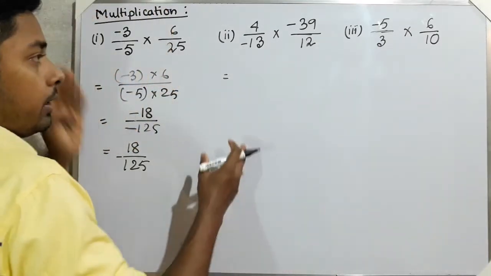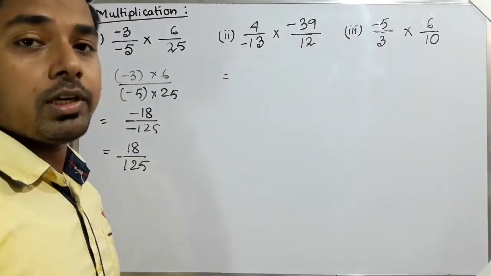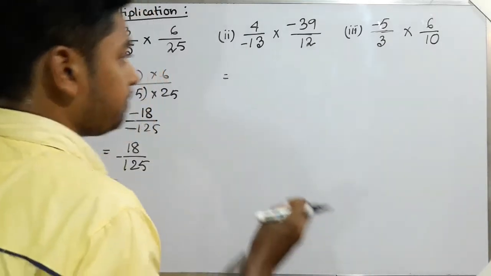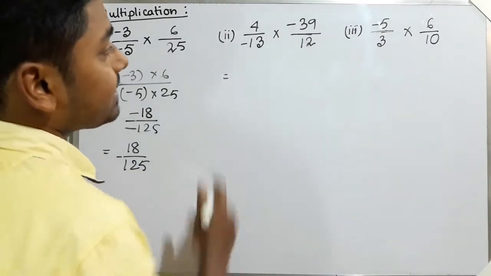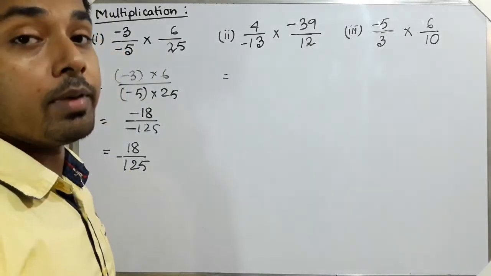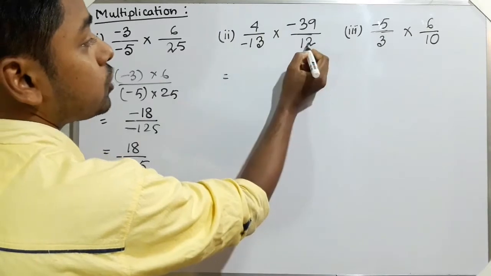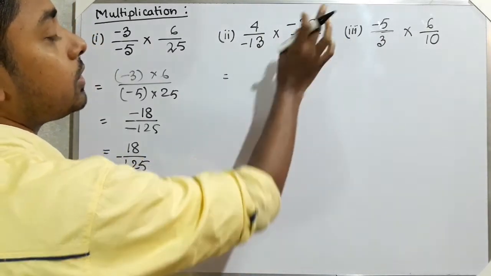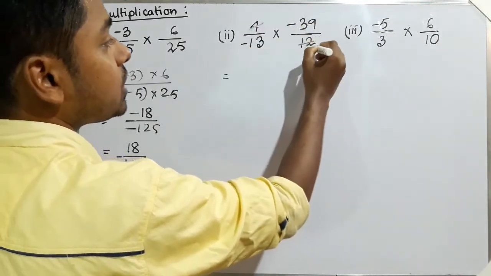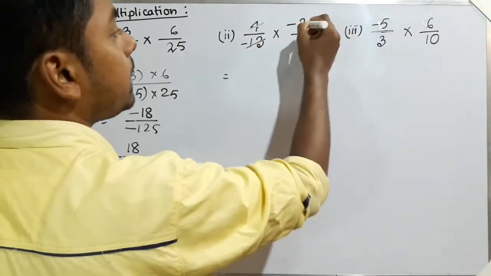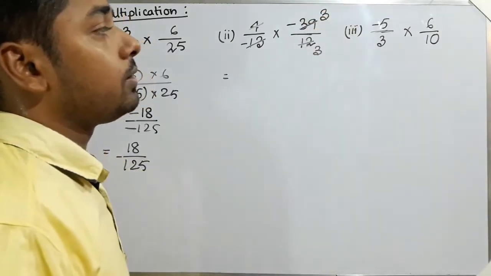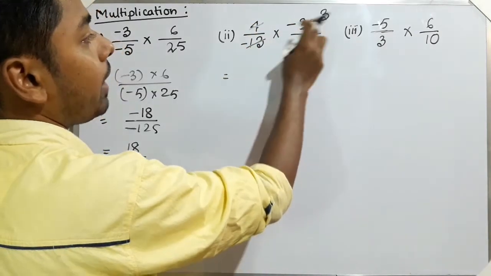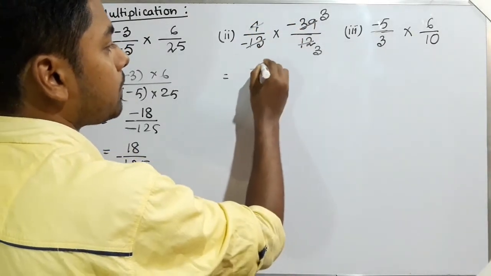And still if you have any question or any confusion, you can comment in our comment section. So here you can see you can cut the denominator and numerator. How? Here 4 and 12 you can cut, 13 and 39 you can cut. So 4 threes are 12, we are cutting, and 13 threes are 39. Now here in the numerator we have minus 3 and here 1. So minus 3 into 1, that means minus 3.